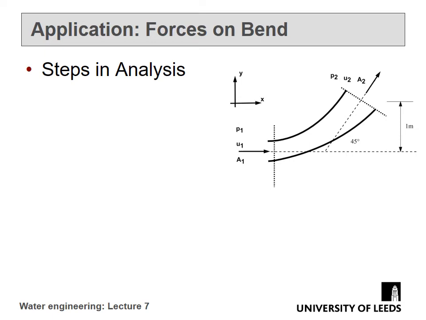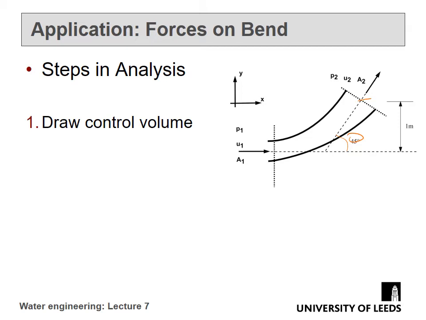Now we can work out a systematic way of solving the force on a bend. So here's a generic bend. I've aligned my coordinate system with the inflow, so θ1 equals 0, and I'll drop my θ2 and just say theta is equal to 45 degrees in this example. And this pipe is going upwards, and so it rises by 1 meter as the flow comes out.